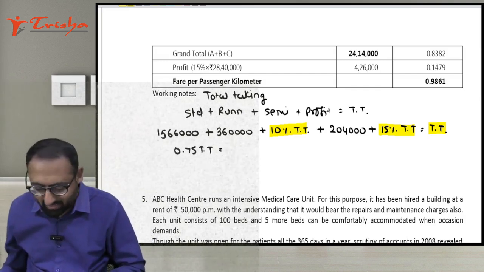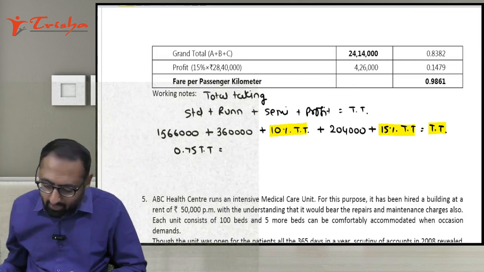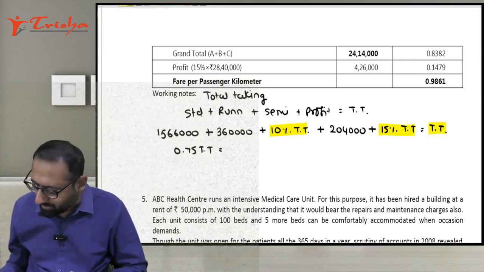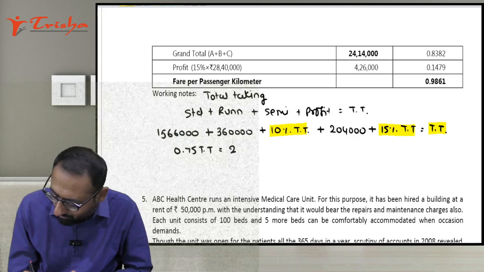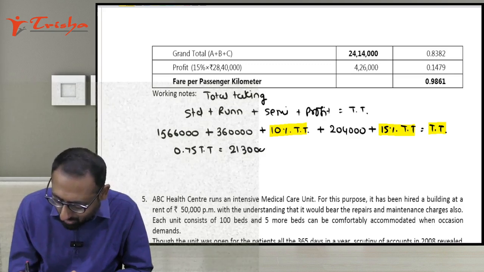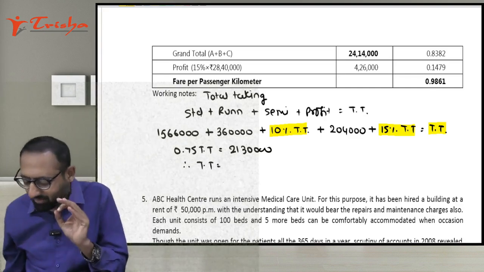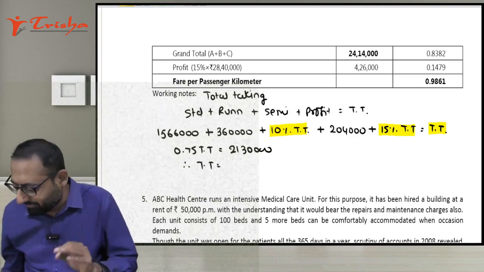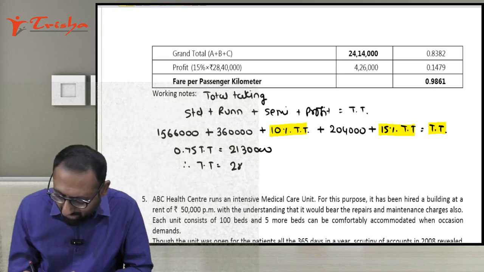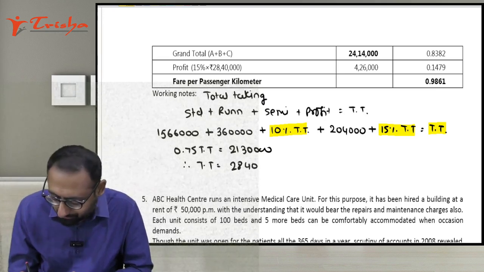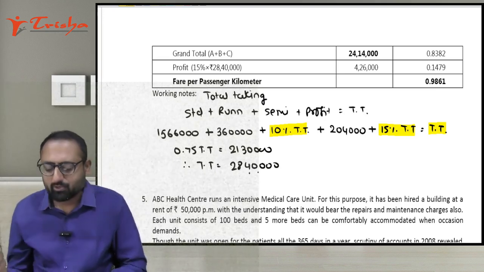15,66,000 plus 3,60,000 plus 2,04,000, that is 21,30,000. Therefore, total taking will be 21,30,000 divided by 0.75. Your answer comes to 28,40,000. Your total answer comes to 28,40,000.